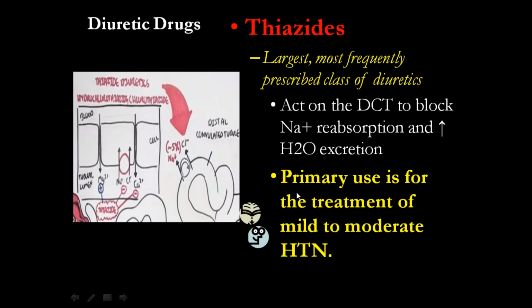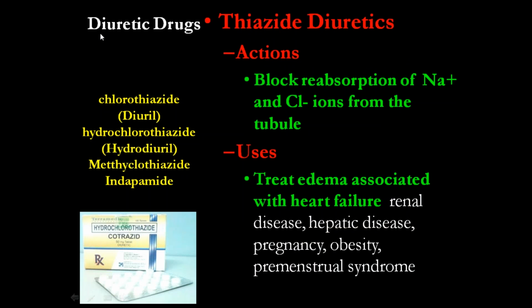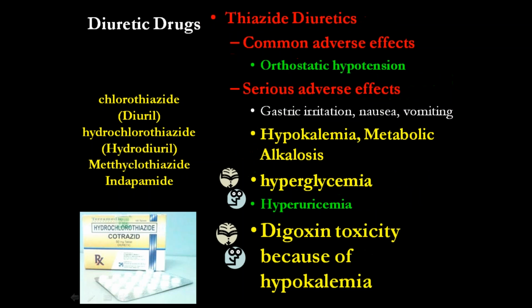Let's talk about thiazides. Thiazides are the primary treatment for mild to moderate hypertension. So the first line of treatment is the thiazides. We have chlorothiazide, hydrochlorothiazide. Mostly all the medications are going to end in that. What they do is block the reabsorption of sodium, like the rest of the diuretics.